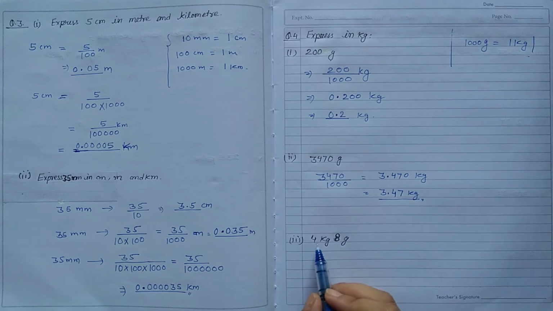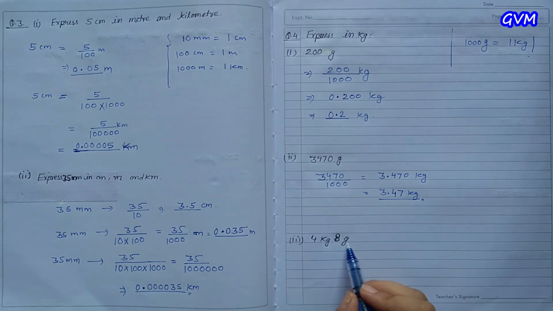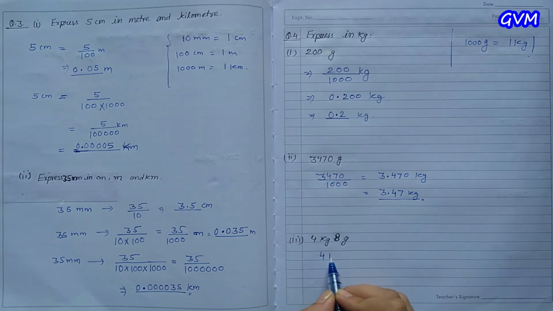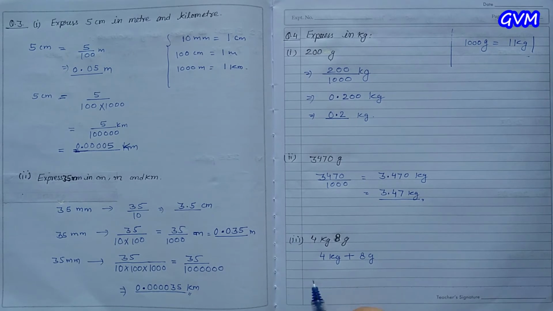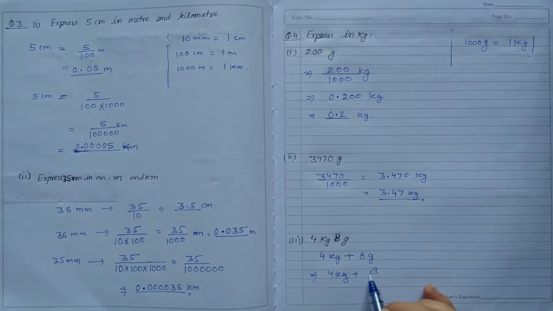Now 4 kg 8 gram. 4 kg and 8 gram है. So 4 kg को तो हम नहीं छेड़ेंगे because it is already in kilogram. 8 gram को हम change करेंगे. So 4 kg and 8 gram. This means 4 kg plus 8 gram. Okay. Now 4 kg and 8 gram will be changed as 8 upon 1000 kilogram.